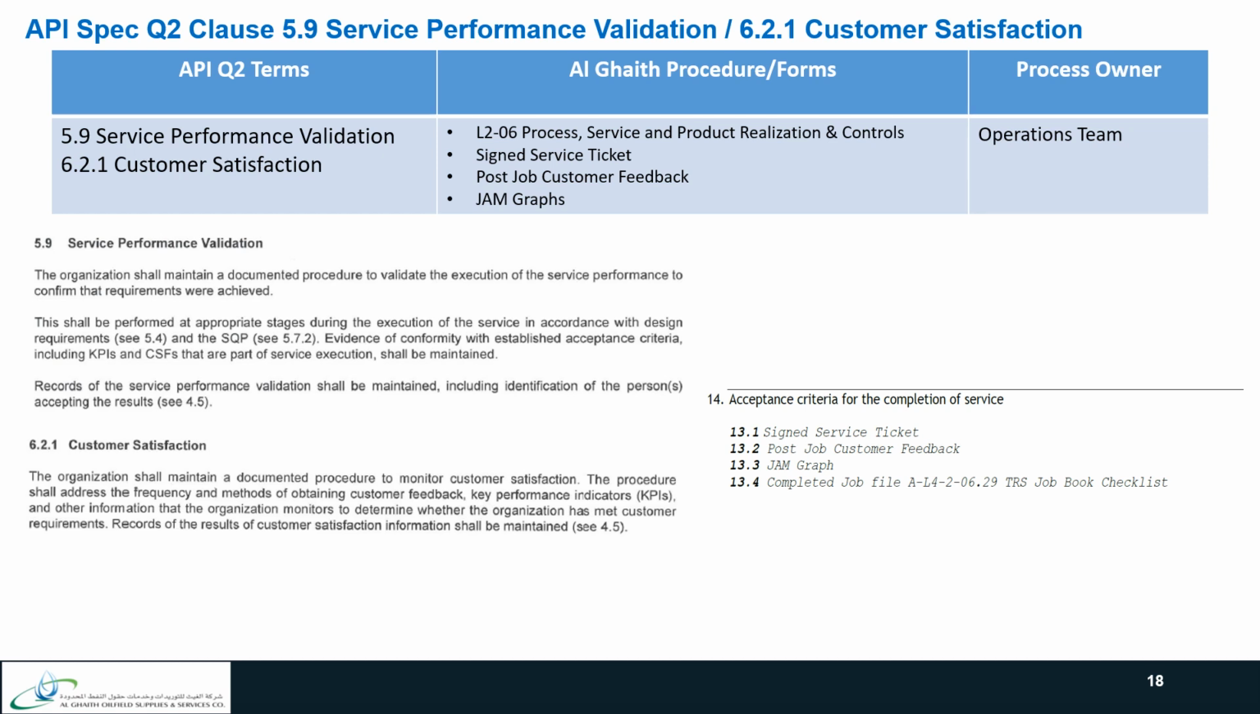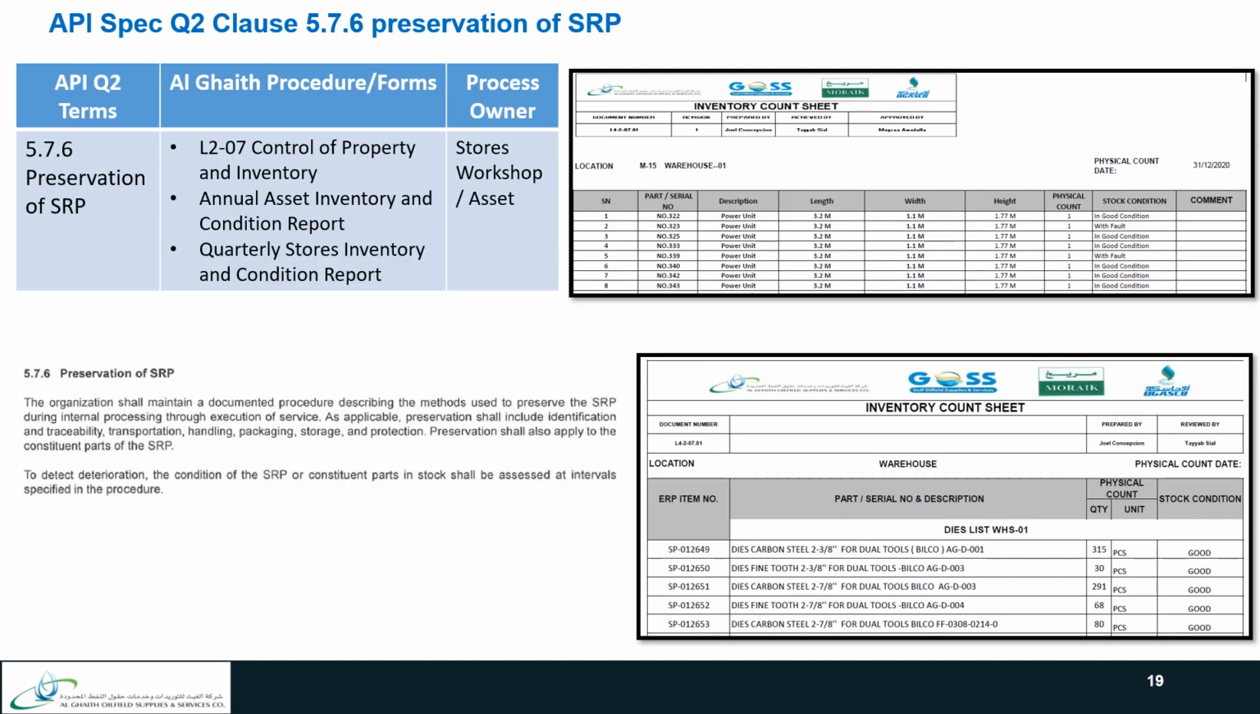Evidence of conformity with established acceptance criteria, including KPIs that are part of service execution, shall be maintained. The procedure to satisfy this requirement is L206 Process, Service and Product Realization and Controls Procedure. Examples of service performance validation and customer satisfaction are: signed service ticket, post-job customer feedback form, jam graph meeting required torque, and pressure test graph as applicable. All relevant job documents also need to be completed and submitted to base for review and record.